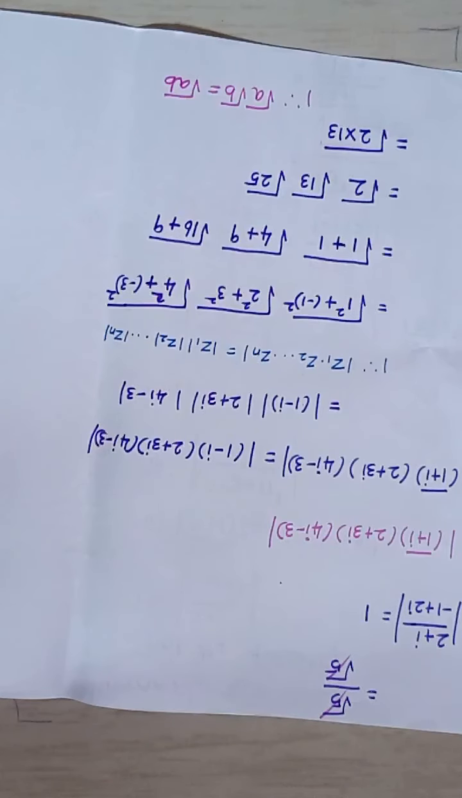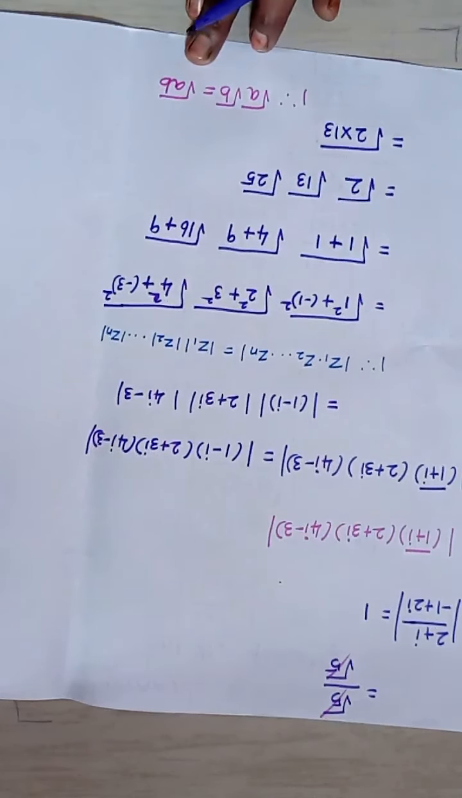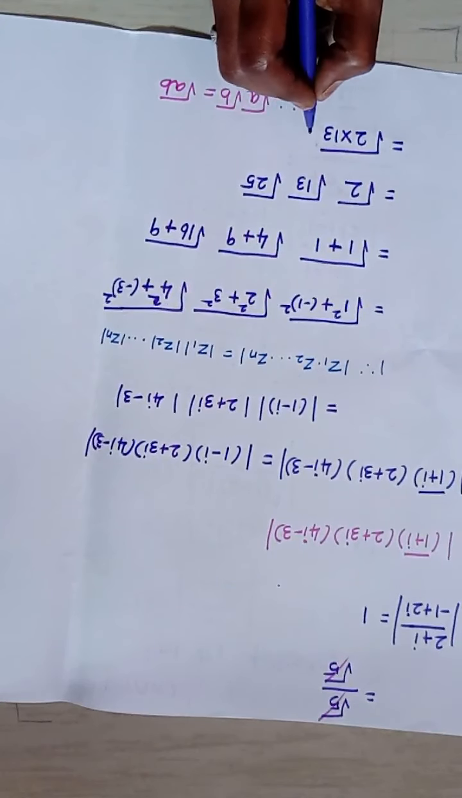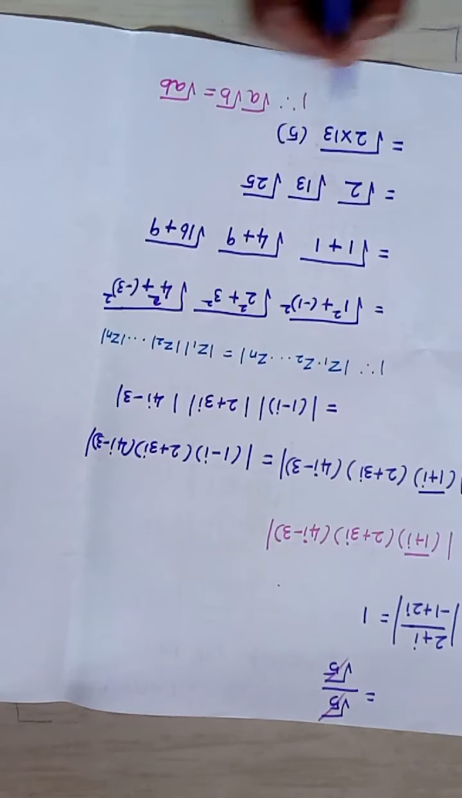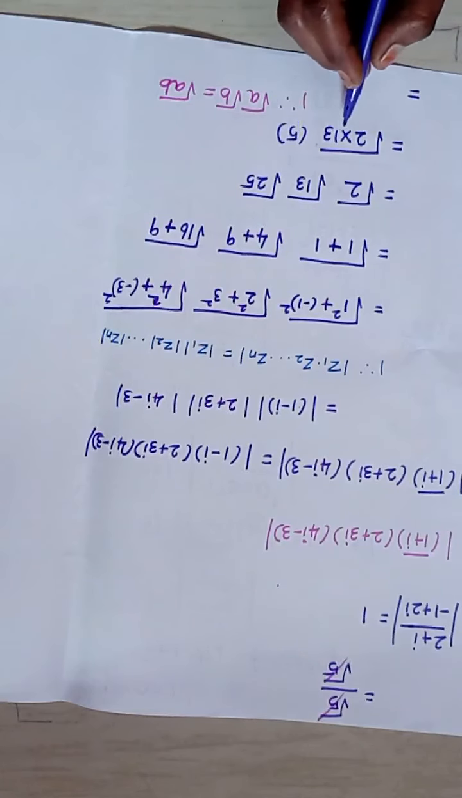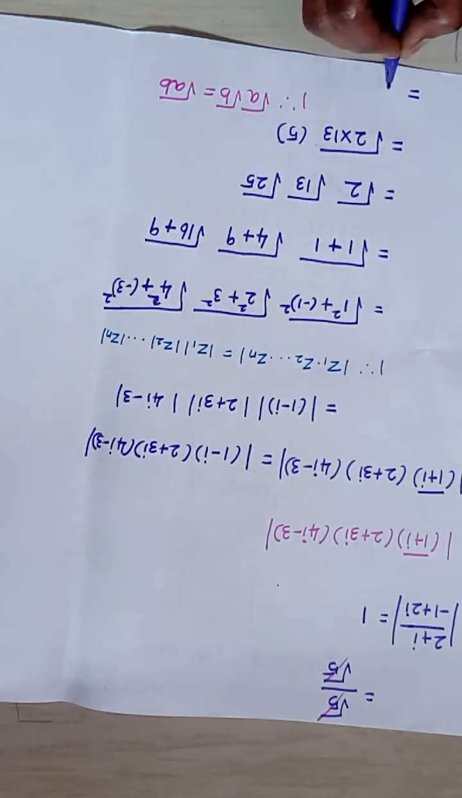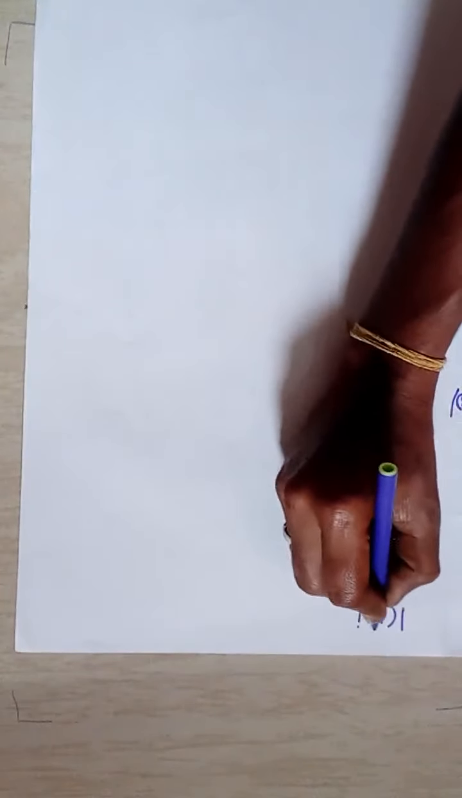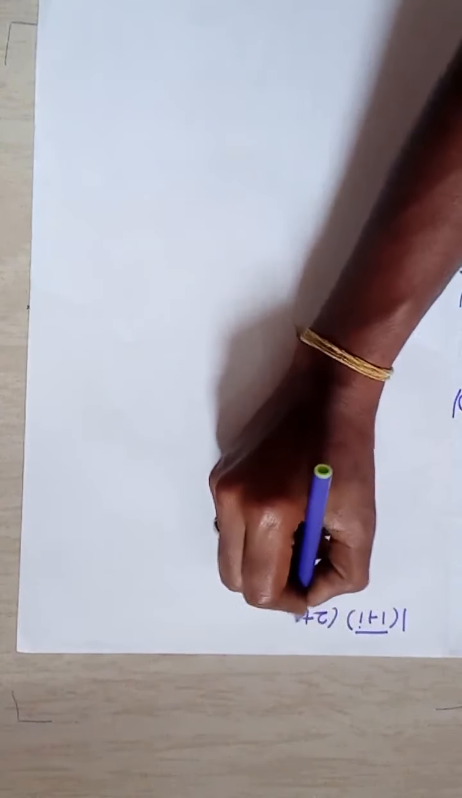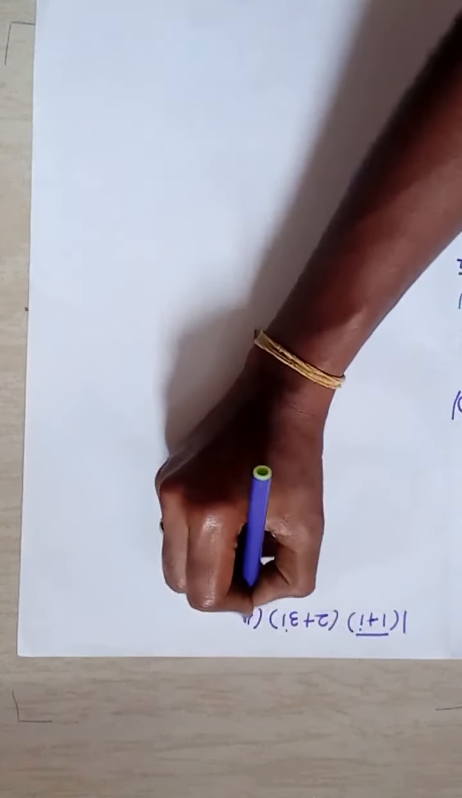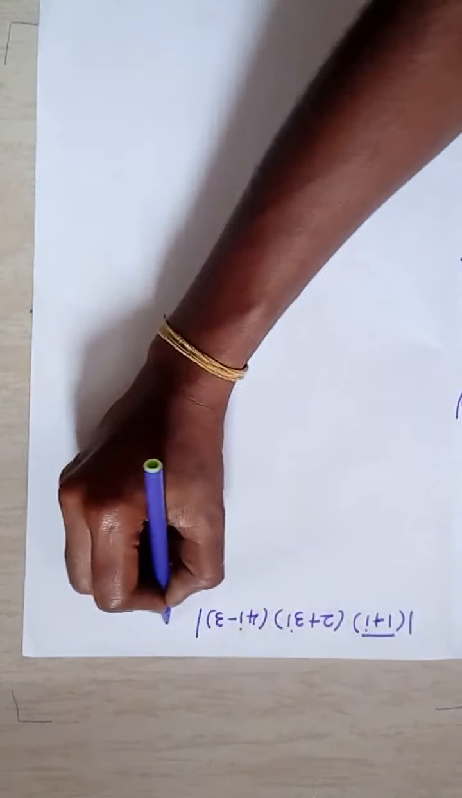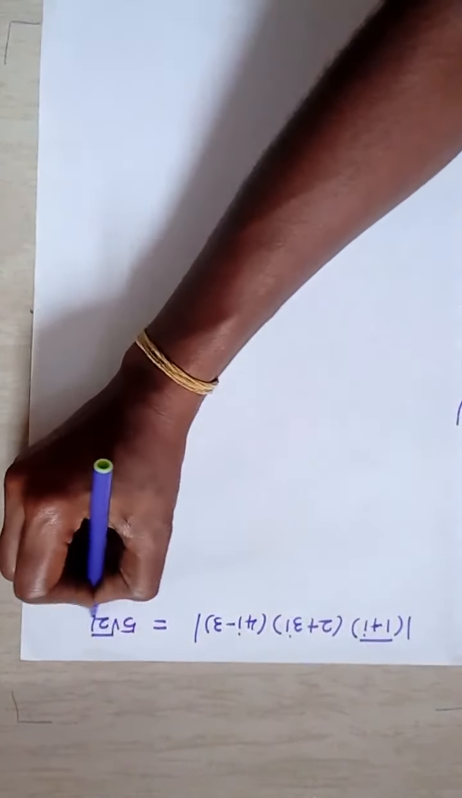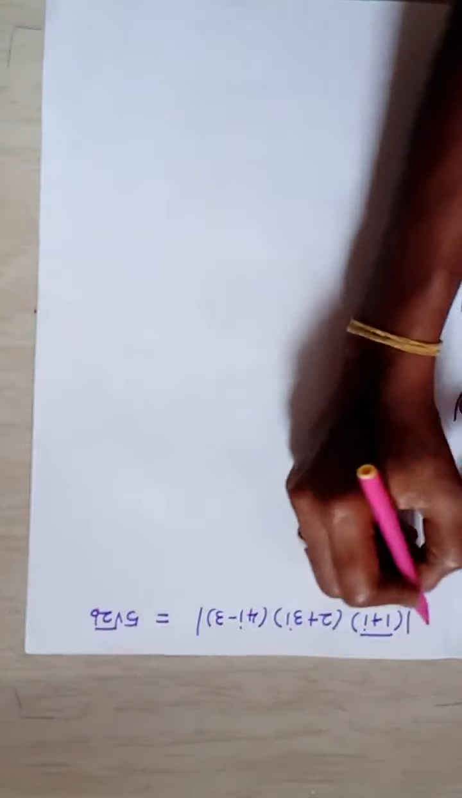Square root of a into square root of b can be written as square root of ab. Into square root of 25, whose value is 5, which is equal to 2 into 13, that is 26. Here 5, so 5 into root 26. That is the answer. What is the left hand side? Modulus of 1 plus i whole bar into 2 plus 3i into 4i minus 3, which is equal to 5 into square root of 26.